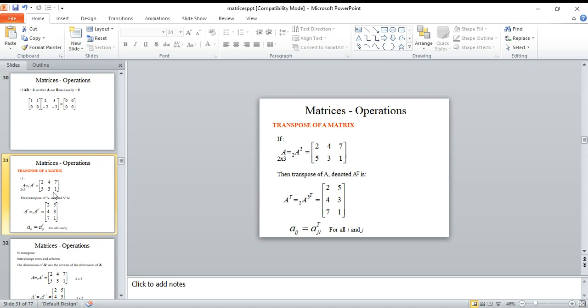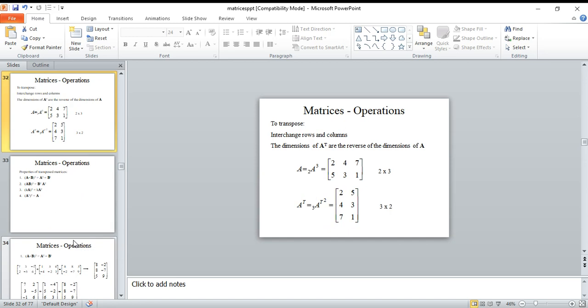Transpose of a matrix. Next, the transpose of a matrix is very easy. Transposing is just transferring rows as columns, a simple way to transpose the matrix. If A is a 2 by 3 matrix equal to [2 4 7; 5 3 1], the transpose of A is denoted A transpose, converting rows to columns. That is, Aij equals A transpose ji for all i and j. Transpose of a matrix means converting the rows of the matrix into columns.